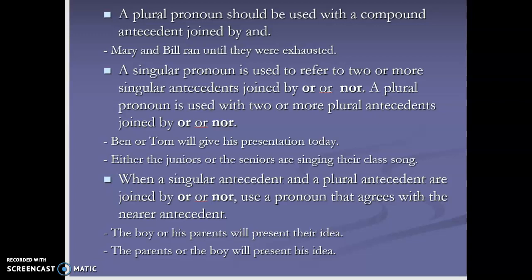Okay. So if two singulars, you use the singular pronoun. If it's two plurals joined by or or nor, then you use the plural pronoun. If it's a singular and a plural, like the boy or his parents, you use the pronoun that agrees with the nearer antecedent. So in the first sentence, the boy or his parents will present their idea. Their is plural, so is parents. But if we switched the antecedent, the parents or the boy, now the boy is closer to the pronoun, so we use his.